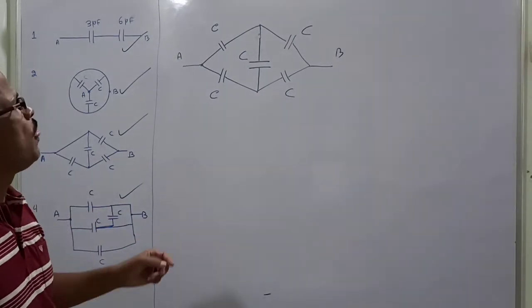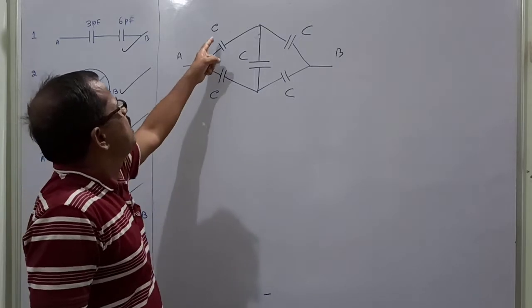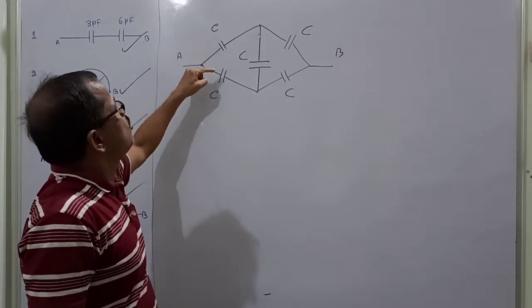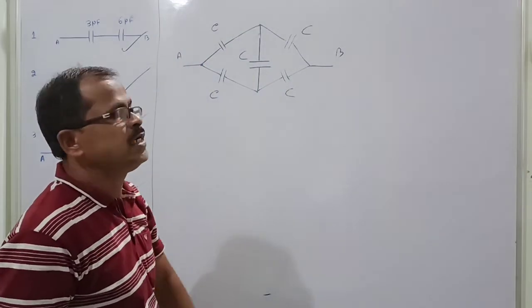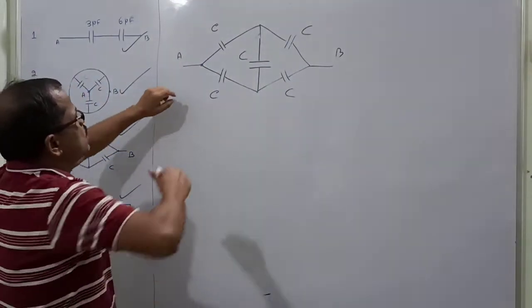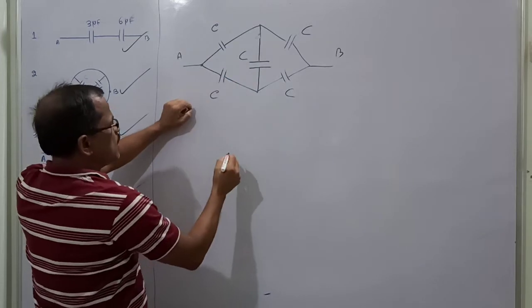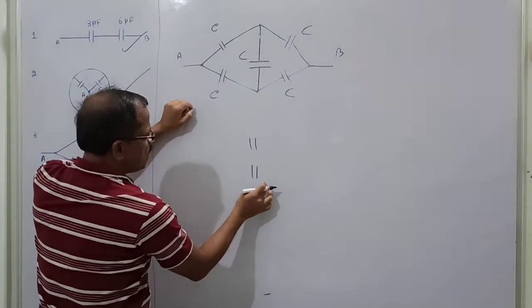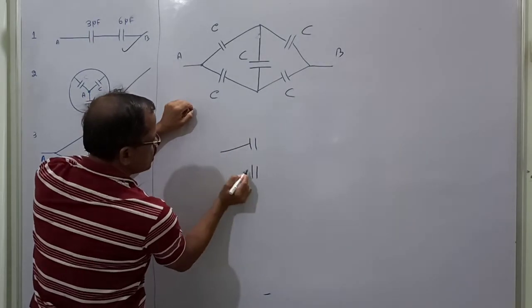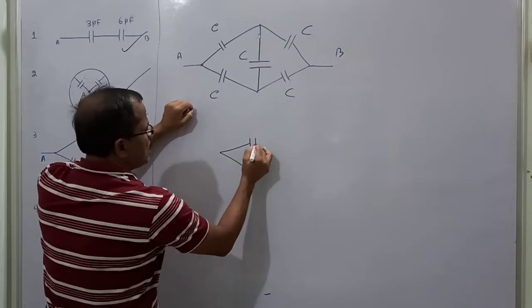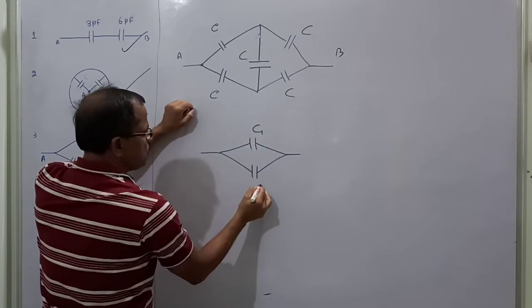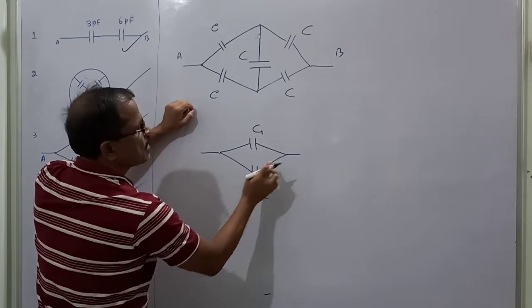So here you cannot say that these two are parallel. These two capacitors cannot be parallel. Why? Let me explain. You try to understand. What is the condition that two capacitors will be parallel? These two will be parallel if the left side is connected to one end and the right side is connected to another end. Then these capacitors C1, C2 are said to be parallel.